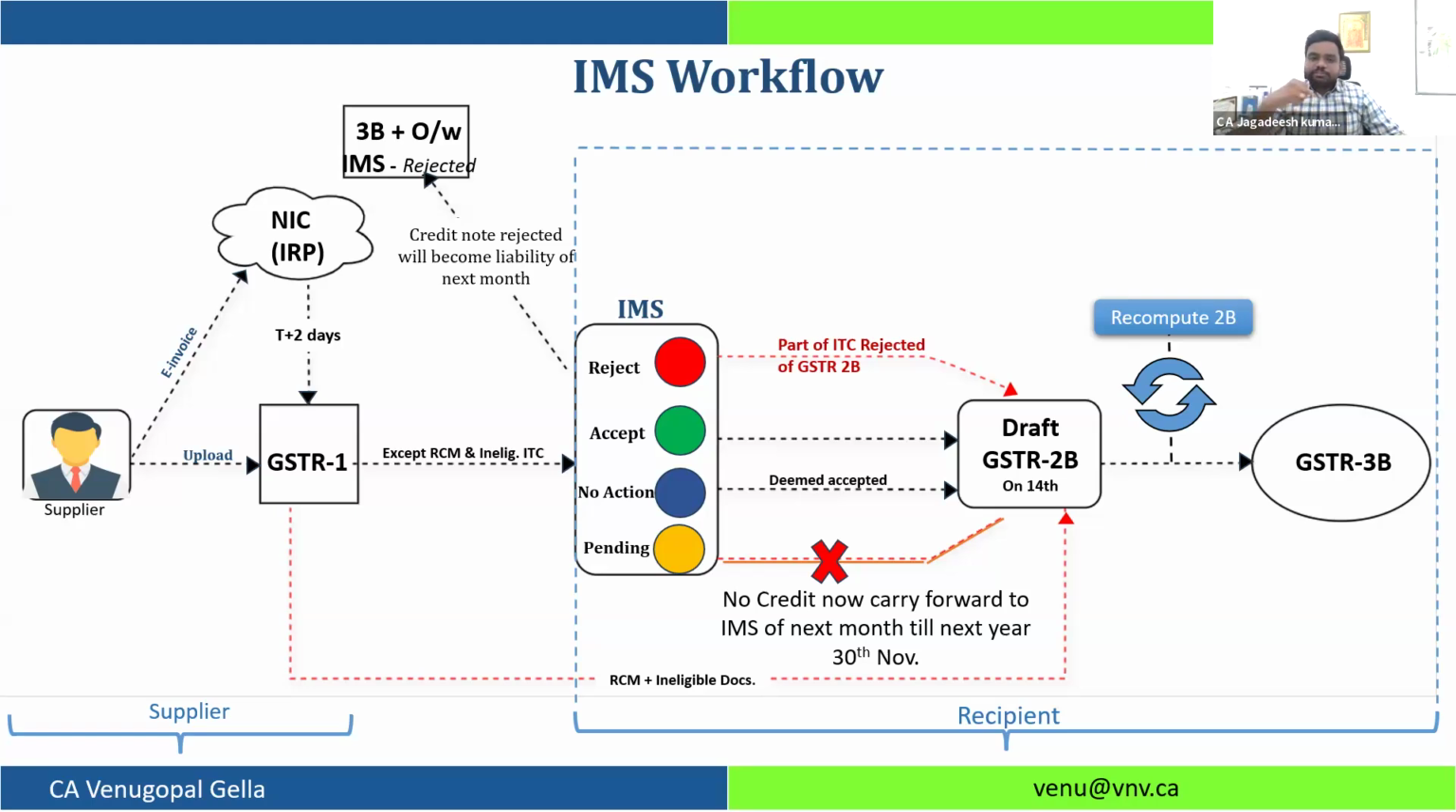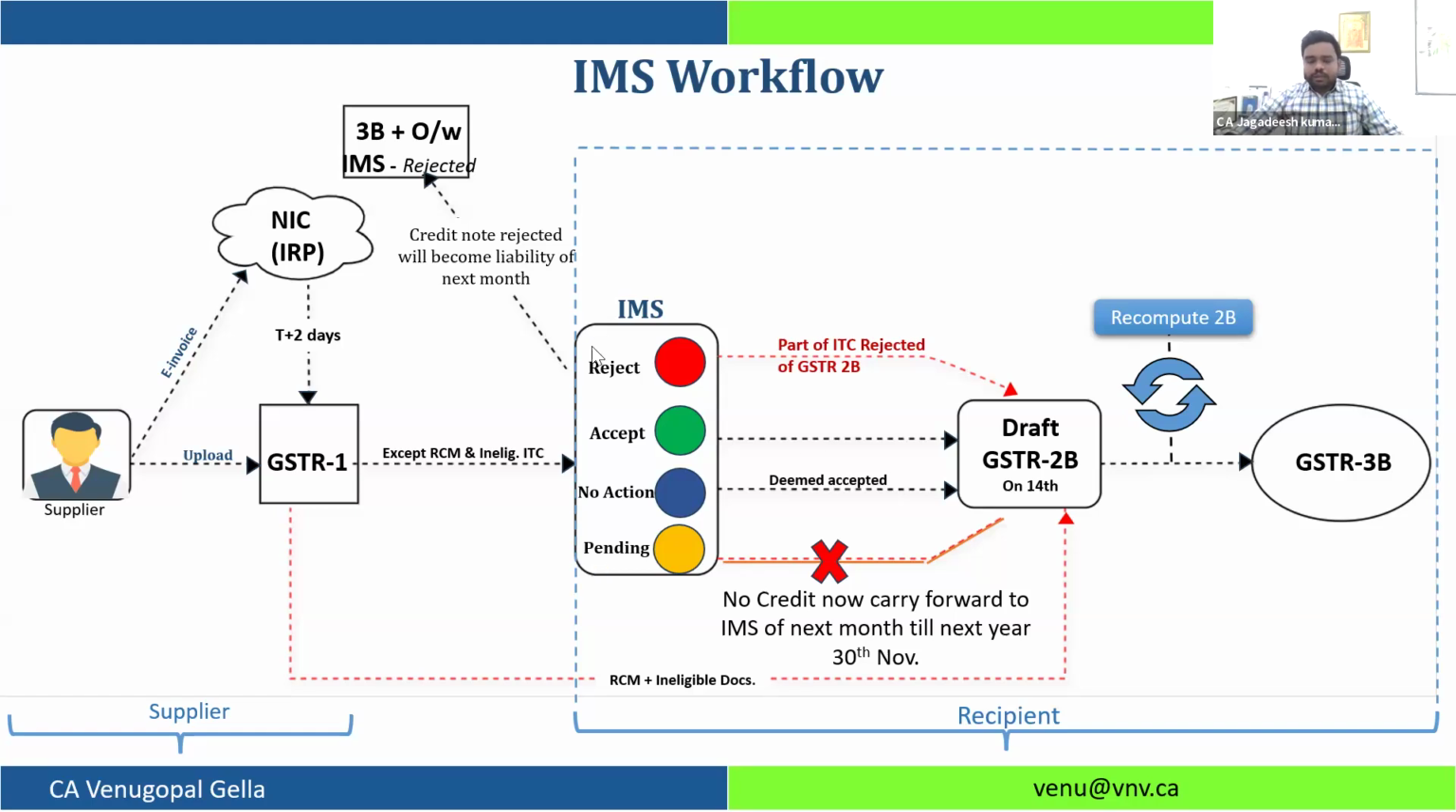Let's say for the month of December, my supplier has issued one credit note. I am supposed to reduce my input tax credit, but I am rejecting it. So obviously my credit will not get reduced, but whatever liability my supplier has reduced will be added to his liability in the next period. That is, for the month of Jan 2025 return, this liability will get added to his liability in the GSTR-3B.